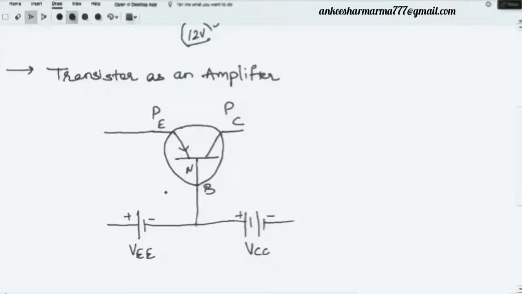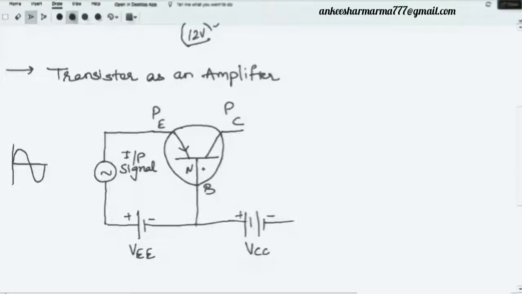Now, in addition to this, I want an input signal to be applied. I want that input signal to be amplified at the output. So definitely the input will be applied over here. This is the symbol of the AC source or the AC signal. So this is my input signal.